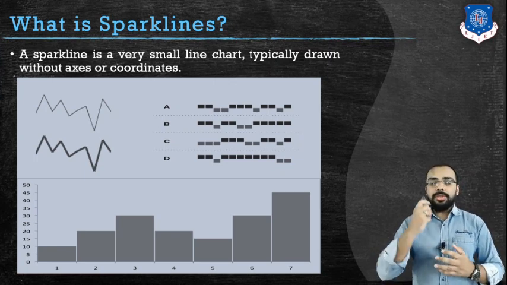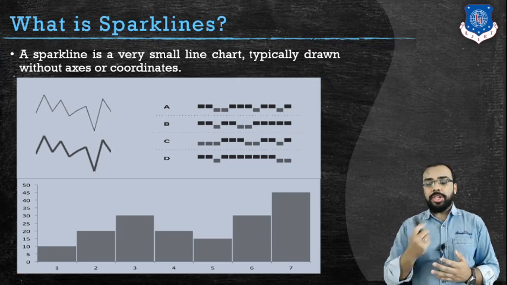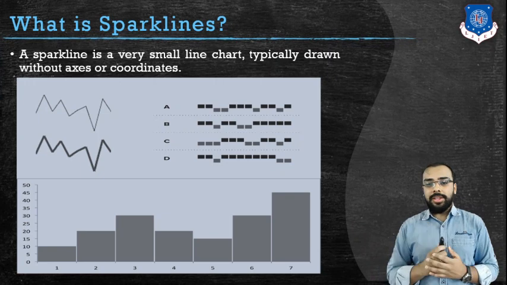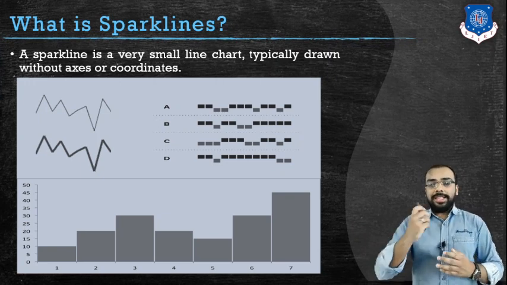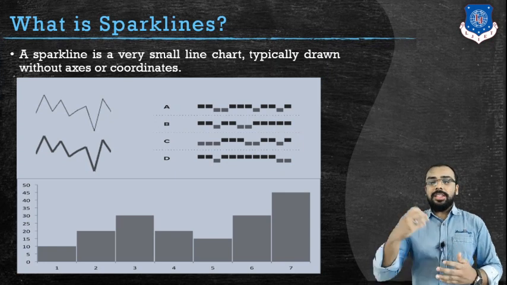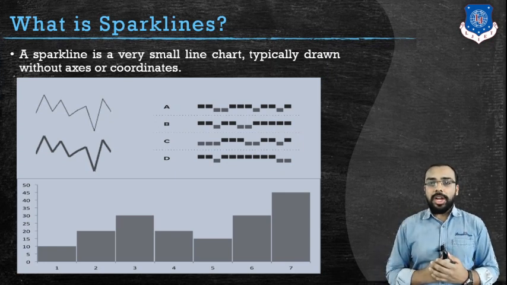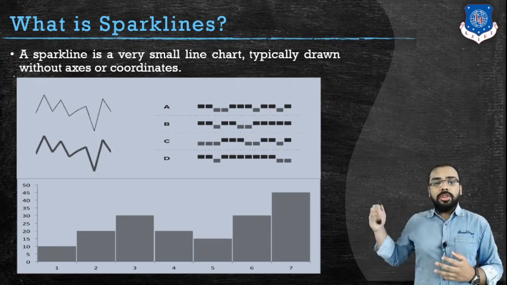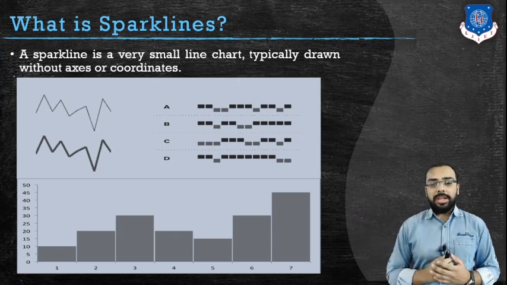As we have seen how we can construct a line chart, for that we require two axes, that is X and Y. Now what is the benefit of this sparkline? We can create a sparkline as a very small line chart but without using any axis or any coordinates. So the figure depicts a sparkline.